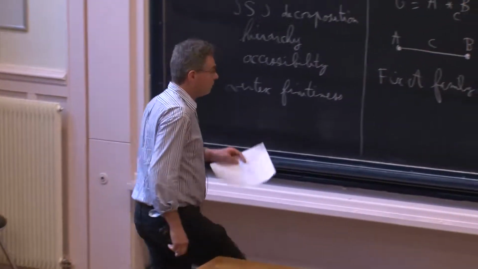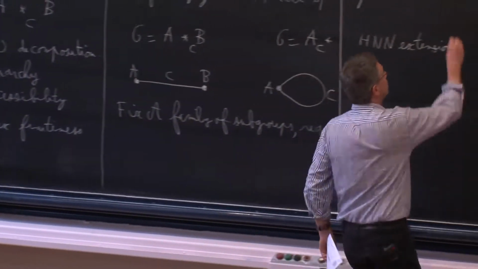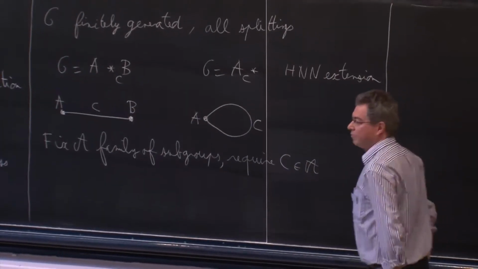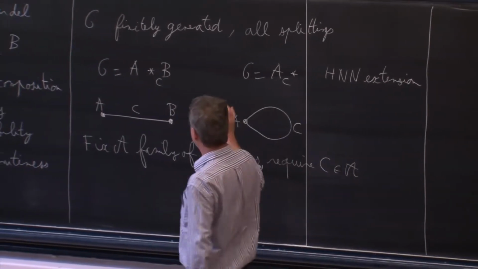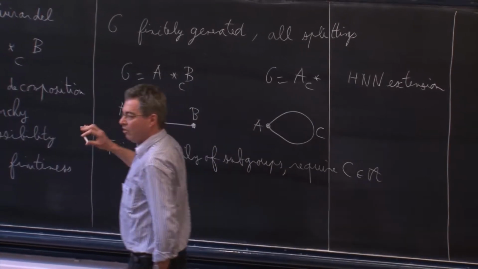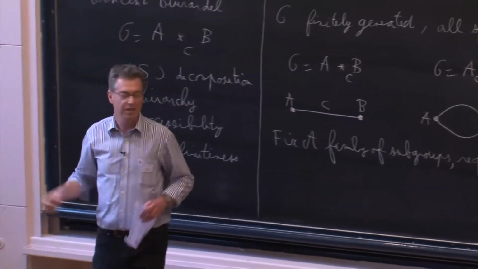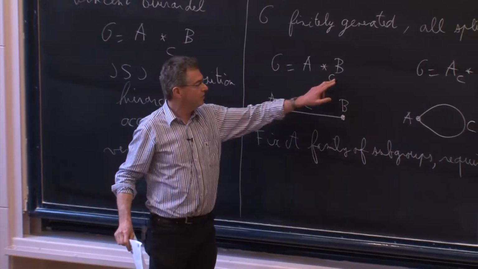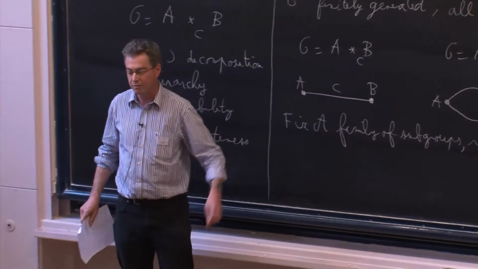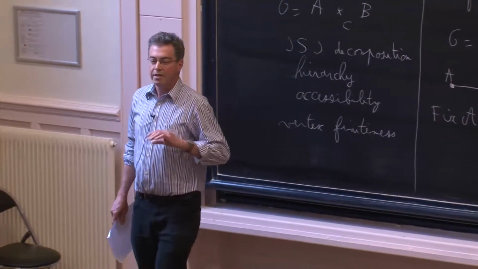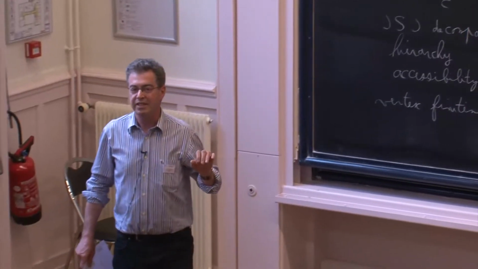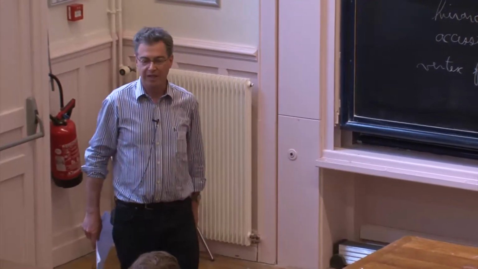OK. So now I can give the definition. So we want to look at all splittings with edge groups in this family C. So just think A star B over C, where C is in this family, say a cyclic group. And presumably there may be infinitely many different splittings of my group.